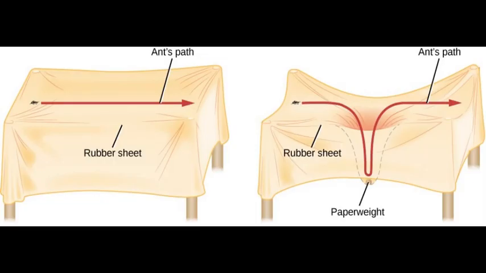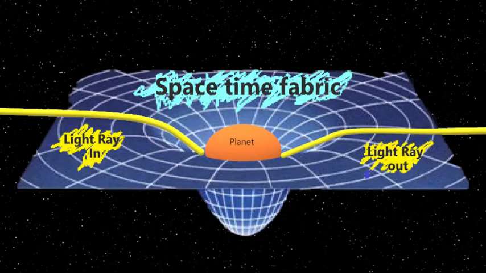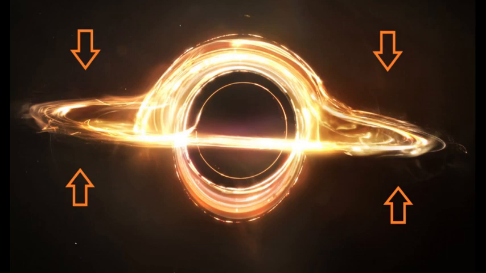Yeah, most of you would be scratching your head. Let me give you an example. If I consider the rubber sheet to be the space-time fabric, the ant's path to be a ray of light, and the paperweight to be an object or a planet, the ant's path changes due to the penetration caused by the paperweight. The same way the light ray behaves, that is, it follows the path of the space-time fabric. This is the reason why a black hole appears something like that.